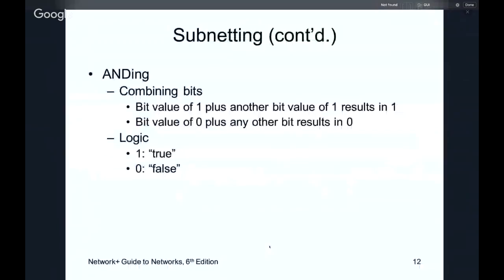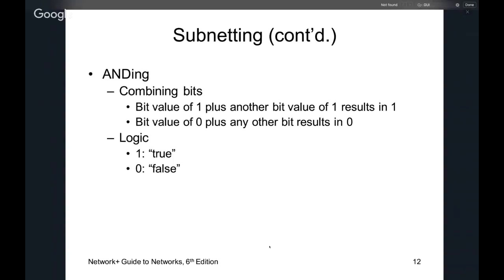So in subnetting, they have what's called ANDing, which is basically combining bits. A bit value of 1 plus another bit value of 1 results in 1. A bit value of 0 with any other bit is 0. So if it's 0 and something else, it's always 0. If it's 1 and 1, it's always 1. That makes sense? That's simple.